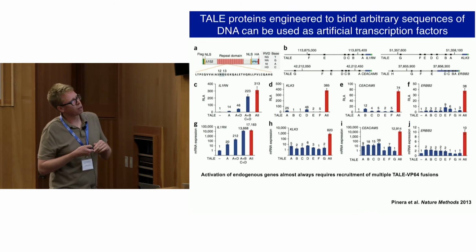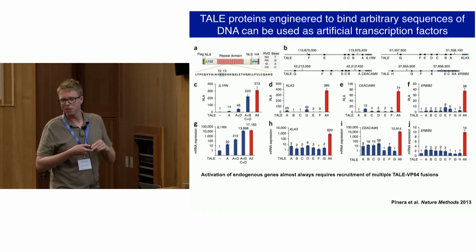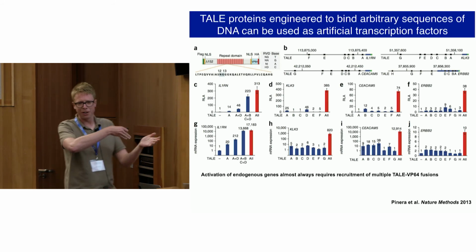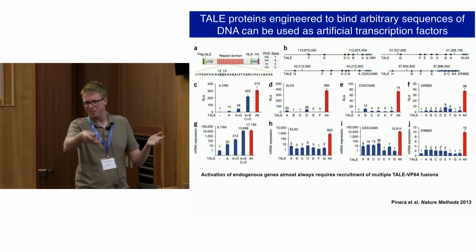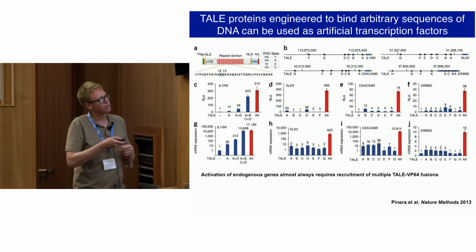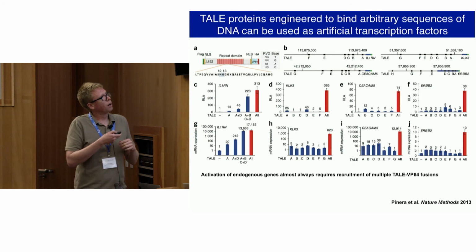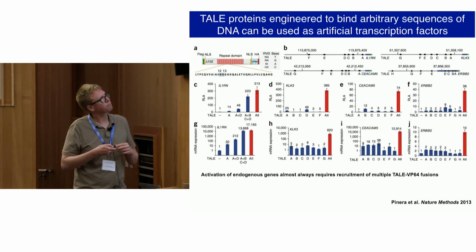This is work from Keith Joung's lab, or also from George Church's lab. If these names sound familiar, it's because people hopped from one genome editing or one artificial transcription factor technology to CRISPR very quickly. So as late as 2013, Keith Joung's lab was using TALE fusions to activate gene expression in the human genome. These are examples where they're using multiple TALEs in combination to activate these different endogenous genes encoded by the human genome.